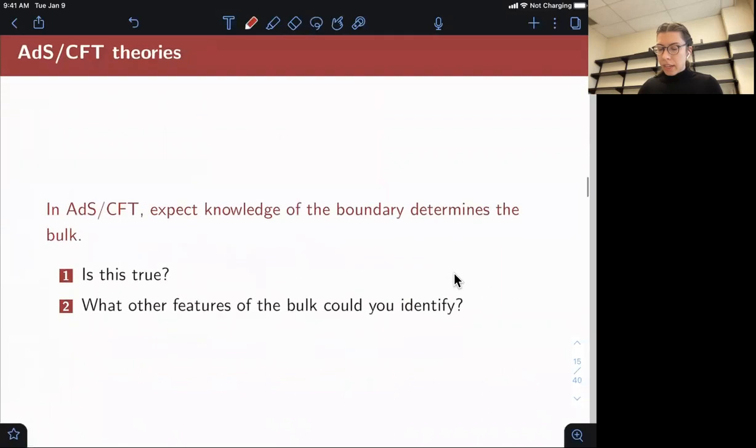So in this AdS/CFT correspondence, what physicists often expect is that knowledge of these conformal field theory objects on the boundary should be able to provide information for the bulk metric. In fact, you expect that knowledge of components arising on the boundary would determine the metric in the bulk. And so the big question is, is this true? And even if it's not true in its full generality, what features of the bulk can you identify given some kind of information on the boundary? So these are two major questions that they're looking at.